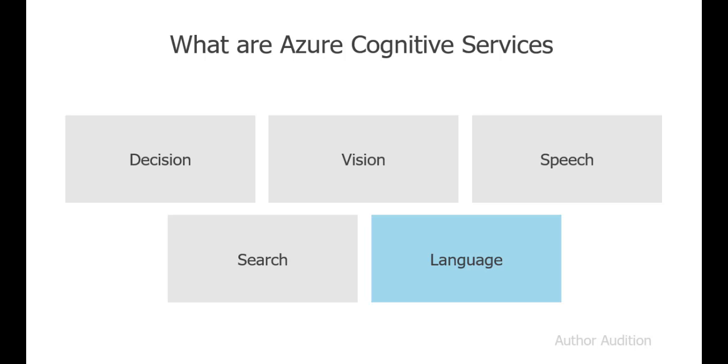And you have APIs that belong to each of the 5 categories that we can see here, each of which gives your application the ability to see, hear, speak, search, understand, and accelerate decision-making processes. Each of the services can be deployed in the cloud, or if data privacy is a concern, containers can also be used. We're going to be focusing on the Text Analytics API, which belongs to the language category.